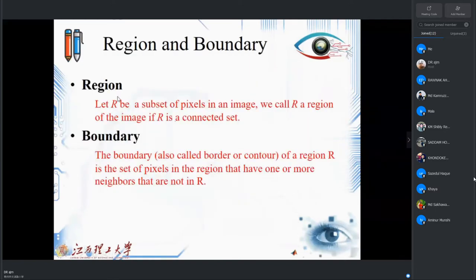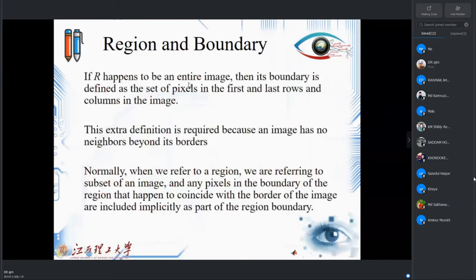Here is a brief definition regarding regions and boundaries. R is a subset of pixels, and we call R a region of the image if it is a connected set. The boundary, also called the border or contour, of a region R is the set of pixels in the region that have one or more neighbors that are not in R. If R happens to be the entire image, then its boundary is defined as the set of pixels in the first and last rows and columns of the image.